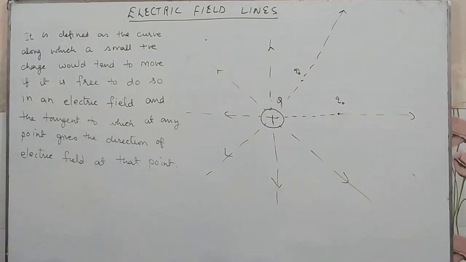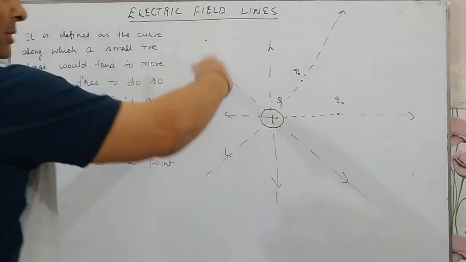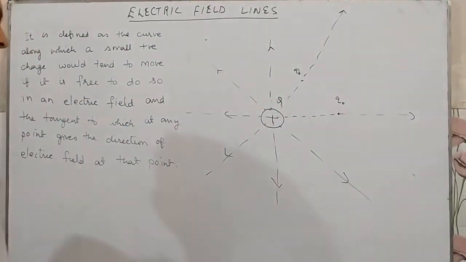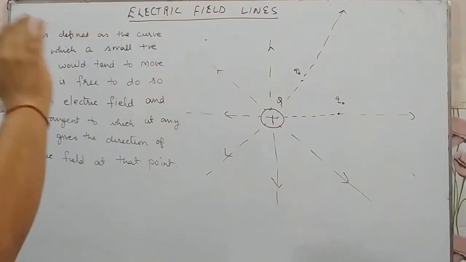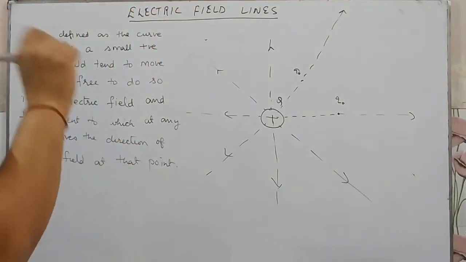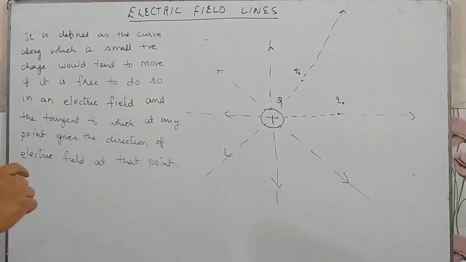Moreover, if you want to know the direction of the electric field at any point in this region, simply draw the electric field line, and the tangent taken at that point to the electric field line will give you the direction of the electric field at that point.